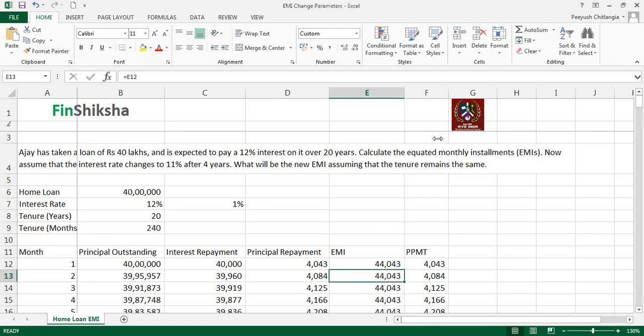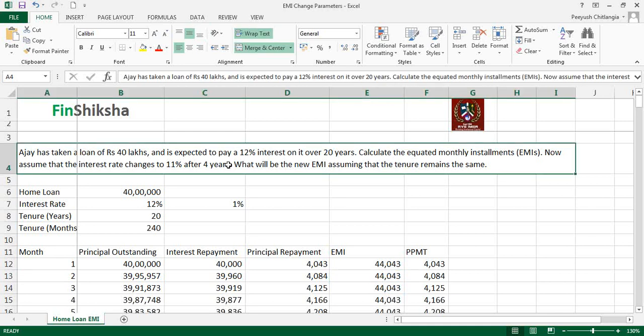Post looking at our discussion on the EMI segment, now we are trying a new thing here. Let's assume the question changes. Assume that the interest rate changes to 11% after 4 years. So it's already 4 years since Ajay had taken that 40 lakhs of loan, and after 4 years, the interest rate changes to 11% from 12%.